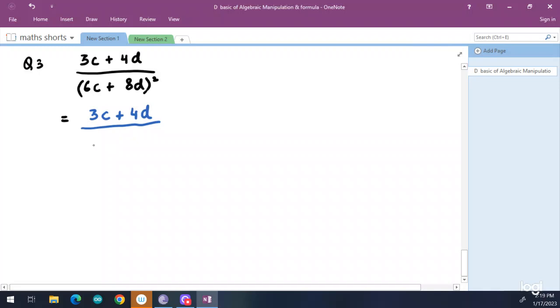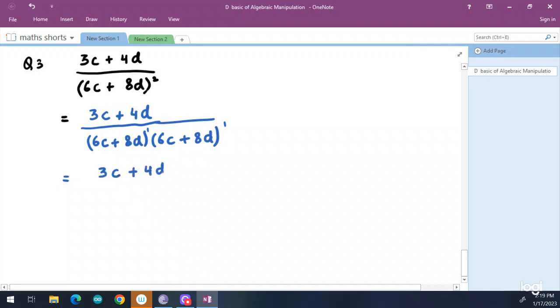So you can see, we can write this 6c plus 8d in this way. Why? Because you can see this square is here, which means this is the power 1, this is the power 1, and when we add them, it becomes square. So what we will do next, 3c over... there is another method we can solve it with. First we will do it.